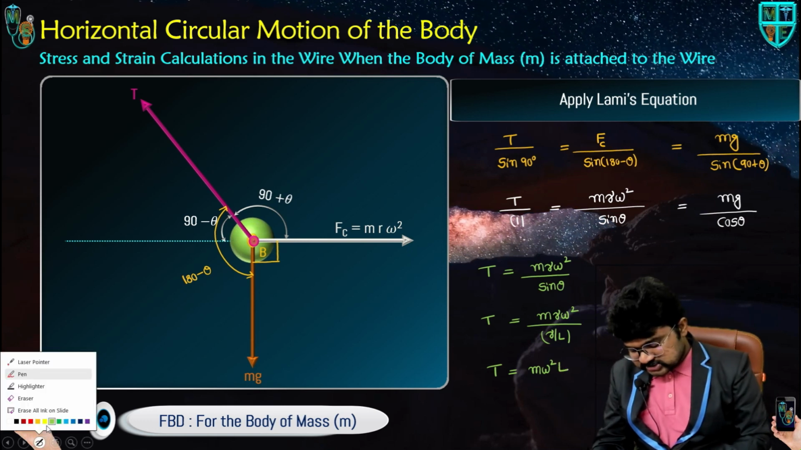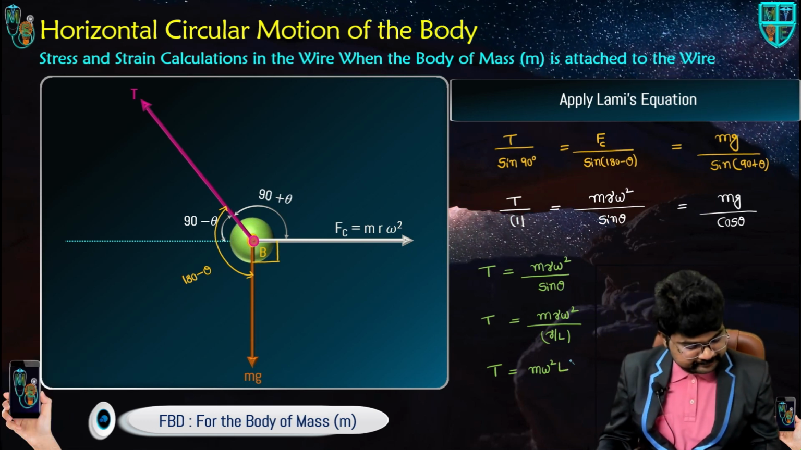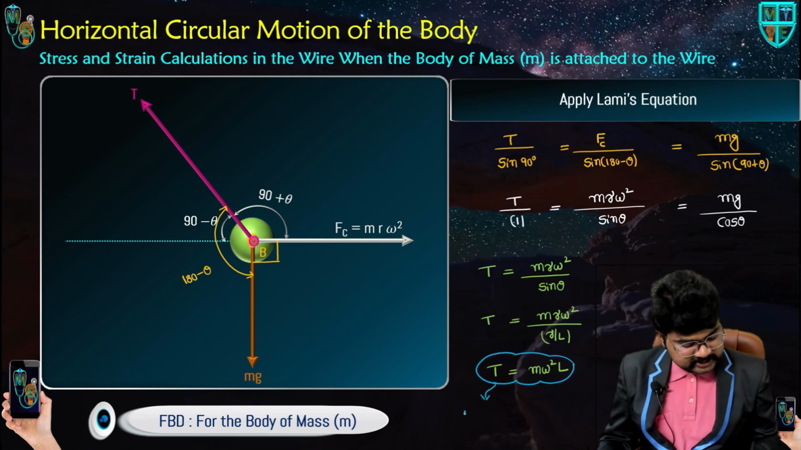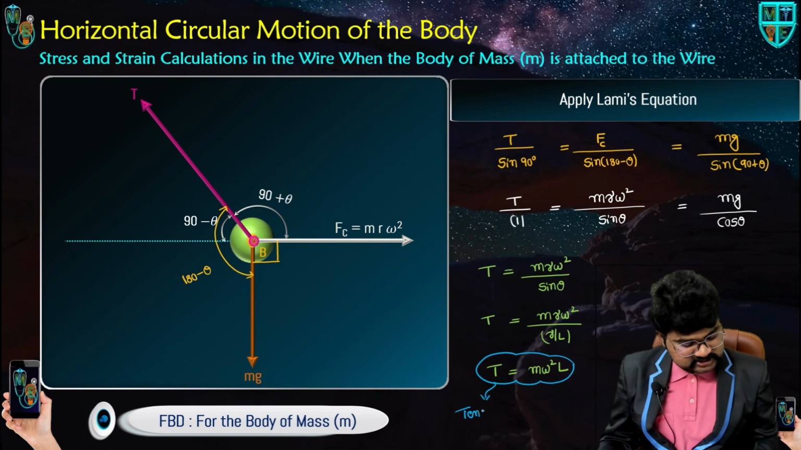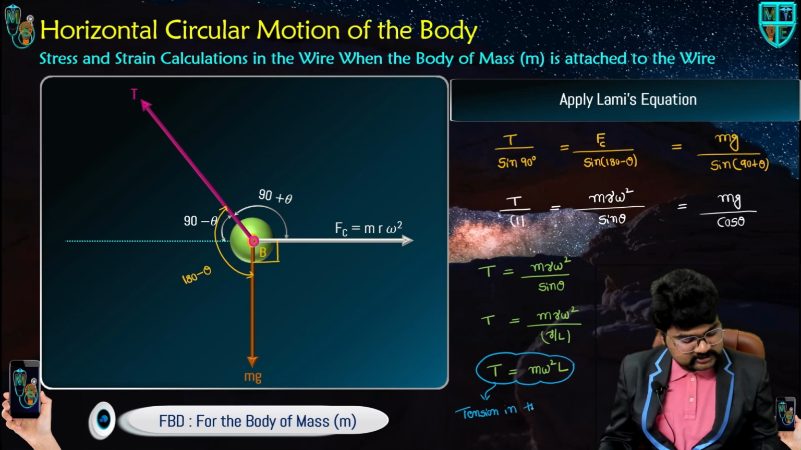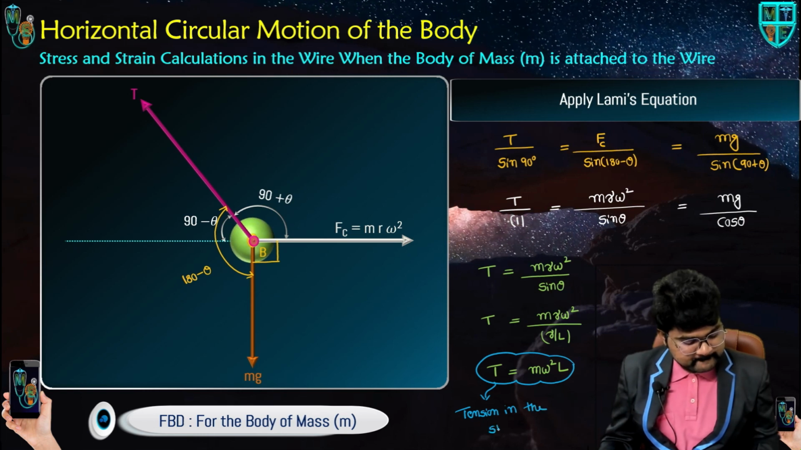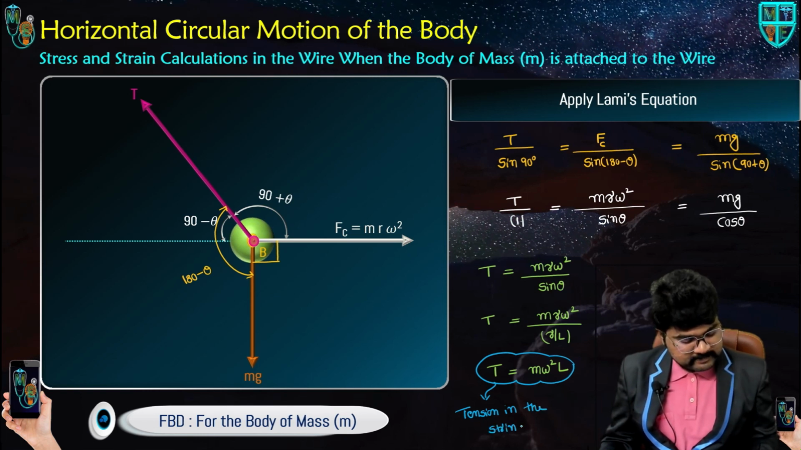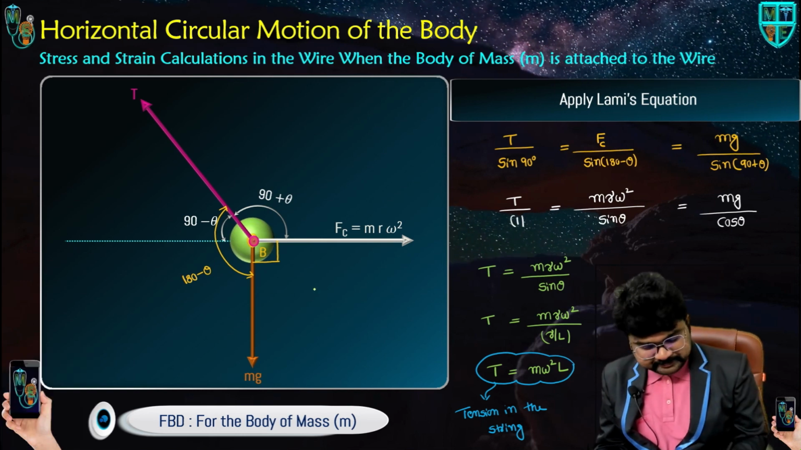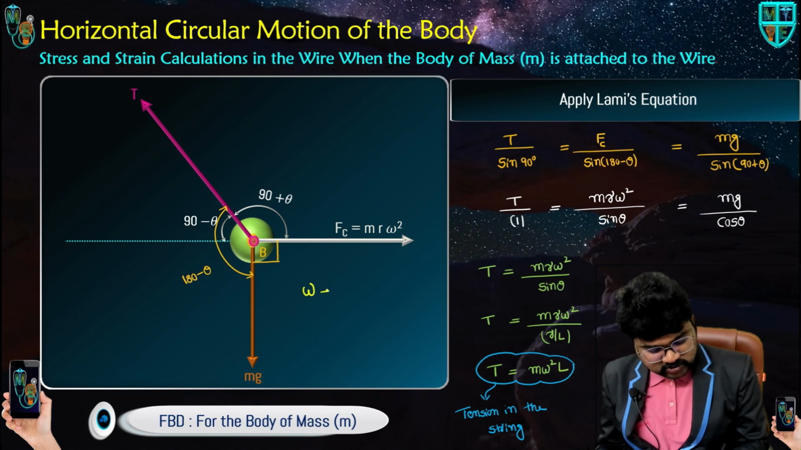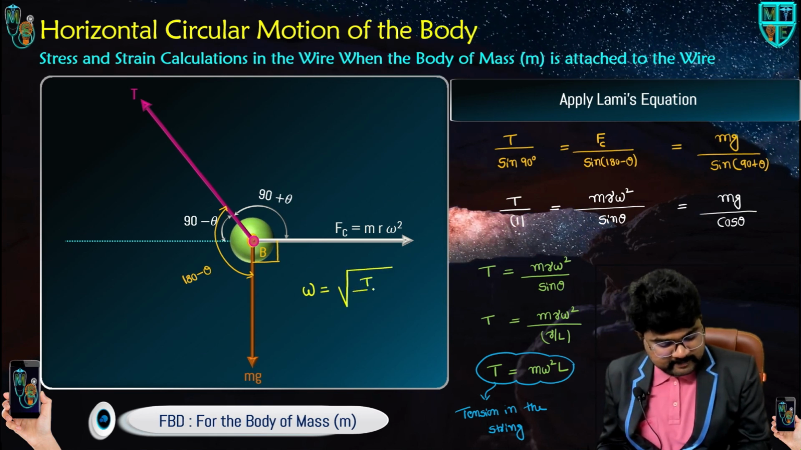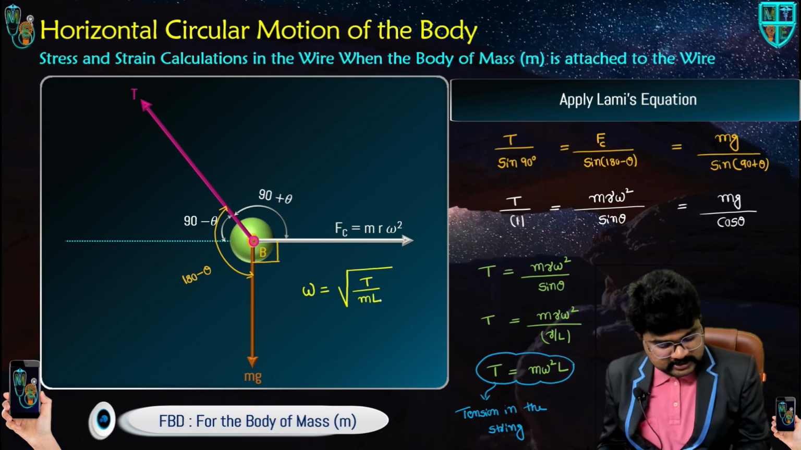This is the tension in the string. From here, omega equal to how much is obtained? Omega equals square root of T by mL.